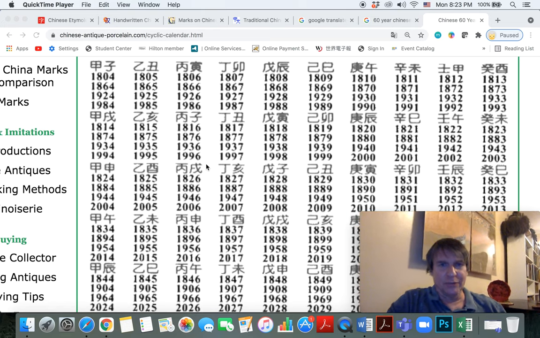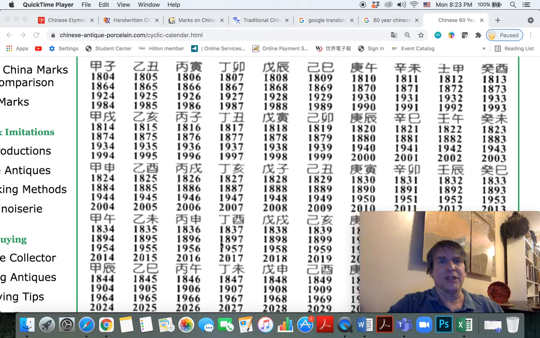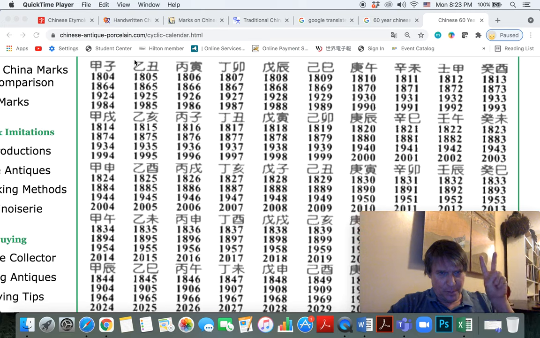So where we left off in the last video, we were just starting to talk about the 60-year sexagenary cycle in Chinese cosmology. It's used for dating. There are two-character combos, 60 different combos, and they repeat every 60 years. The first character is jia, the second character is zi. Jia zi nian: 1804, 1864, 1924, etc. Every 60 years.